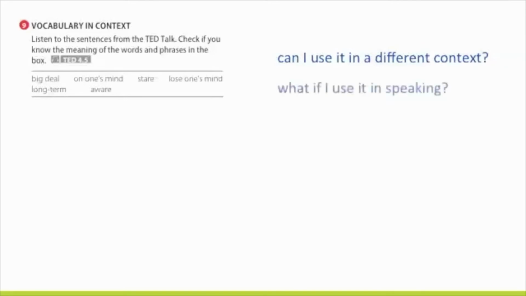Then we've got even more vocabulary. So we've got the sentences provided, the sentences taken from the TED Talk, and the students have to check if they know the meaning of the words, like big deal, on one's mind, stare, lose one's mind, long term, and aware. And obviously the question is if they can use those words and expressions in a context that differs from the one used in the TED Talk.